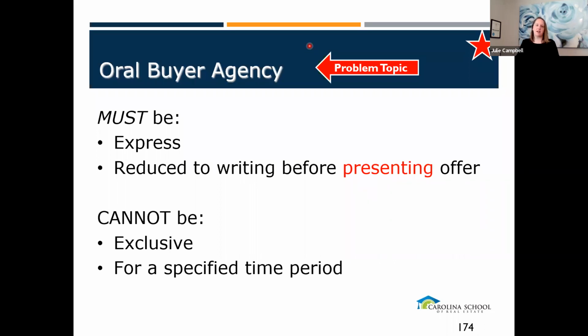I'm not asking the buyer to sign an agency agreement yet. Hopefully I'm building their trust. I'm forming this relationship so they will want to sign an agency agreement. So this oral buyer agency, we have to reduce it to writing before we present the offer. Understand, I cannot present the offer as a buyer's agent without having it in writing.